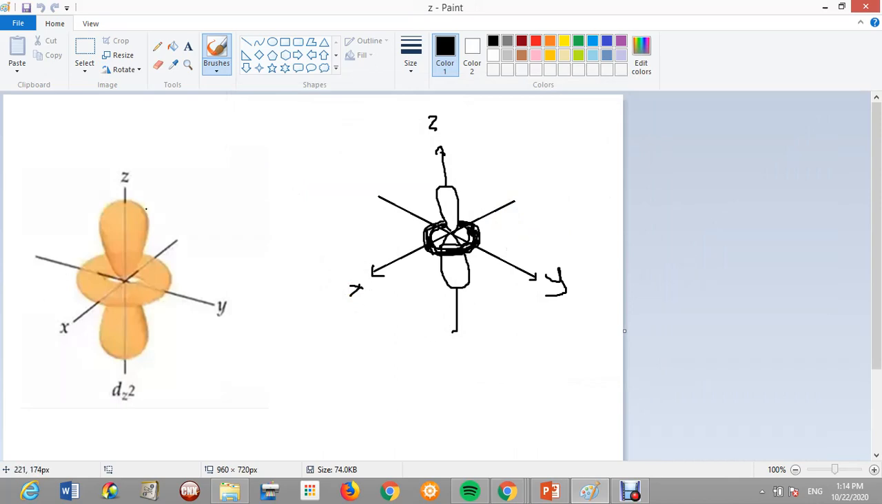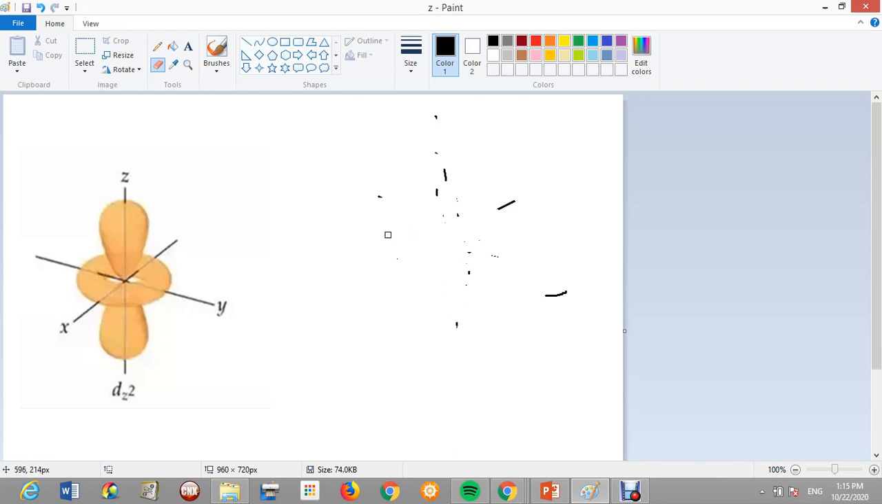So this is the diagram of a dz square. Dz square means the orbital is on my z-axis. So how to draw this? Firstly, I draw my x and y axis first.